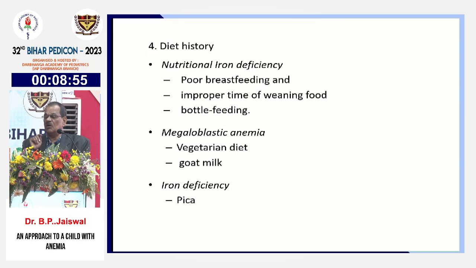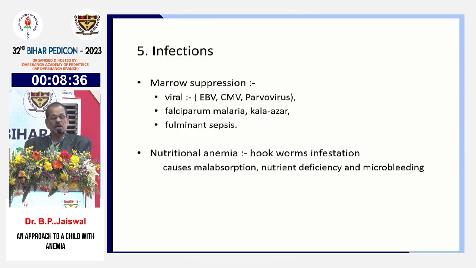In megaloblastic anemia, think of vegetarian diet and goat milk. All of us know that goat's milk is a poor source of folic acid, and this will cause megaloblastic anemia. In iron deficiency anemia, there is the habit of pica. Pica is eating of inedible substances. Therefore, that will also lead to anemia.